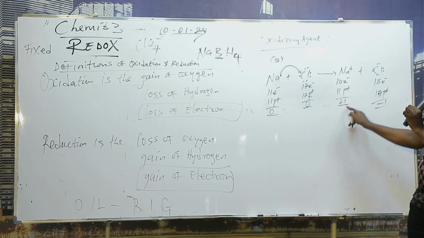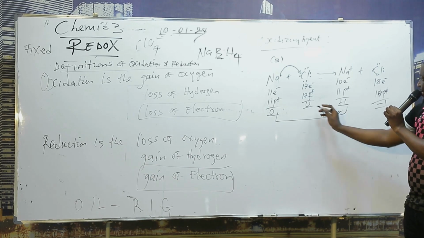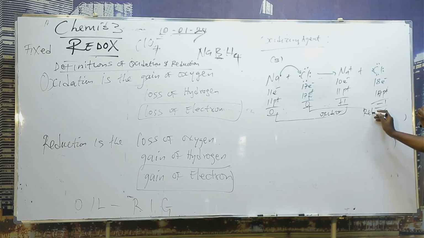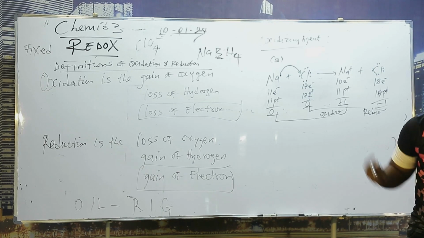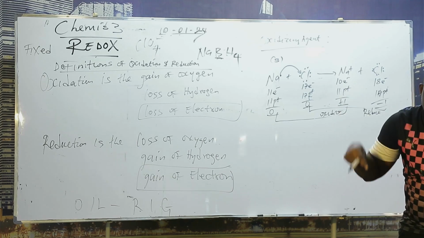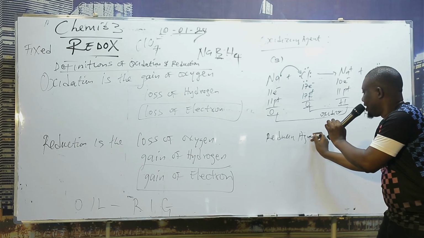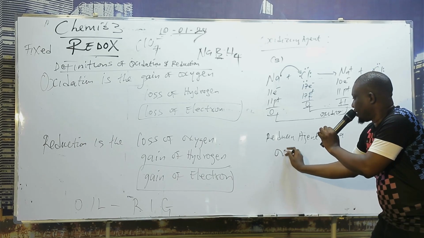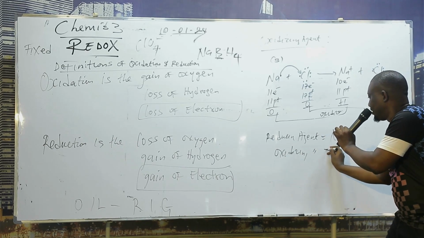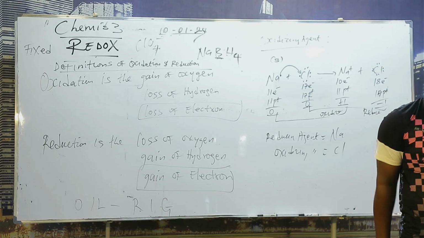On doing that, sodium has oxidized. From here to here, it has oxidized, and from here to here, chlorine has reduced. The one that has oxidized in this reaction is the reducing agent. So in this reaction, the reducing agent is sodium, and the oxidizing agent is chlorine. That's a simple way to know.